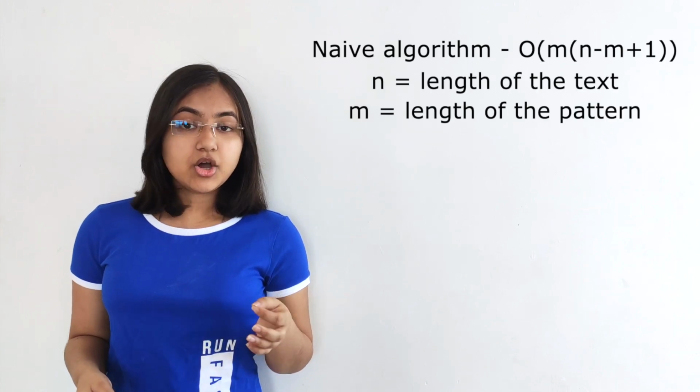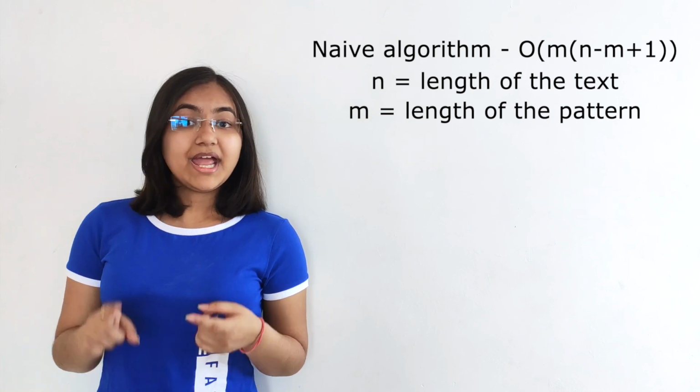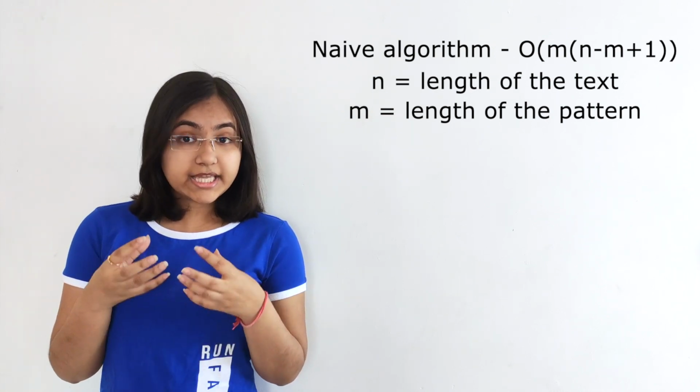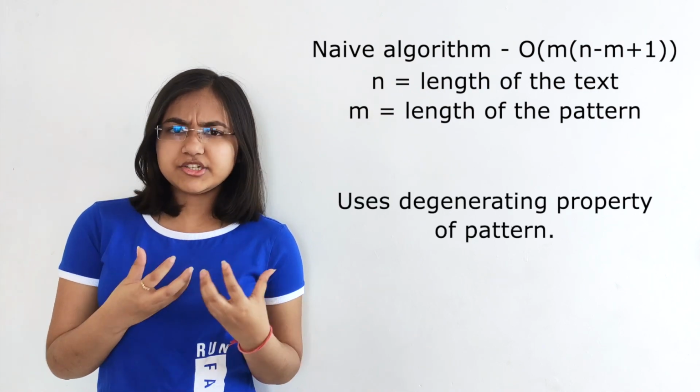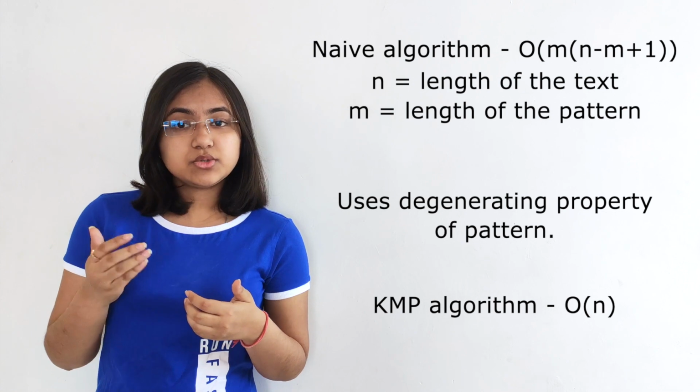The naive algorithm has a worst case time complexity of order of m times (n minus m plus 1), where m would be the length of the pattern and n would be the length of the text. The KMP algorithm uses the degenerate property of the pattern and improves the worst case time complexity to order of n. But what does degenerate property of a pattern actually mean?